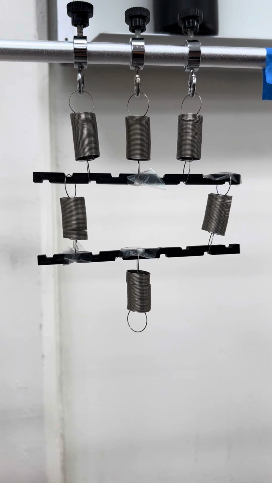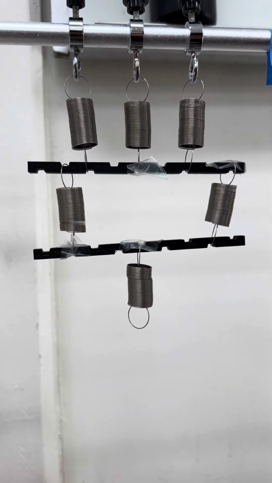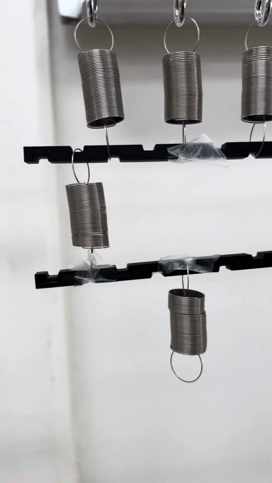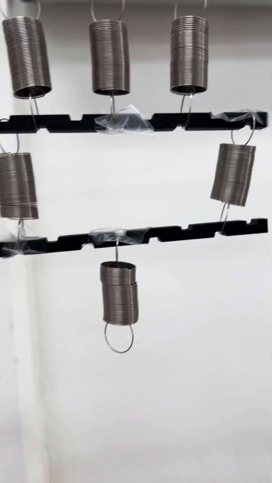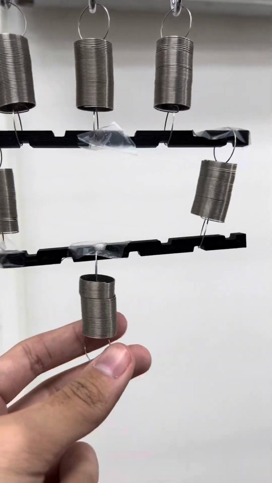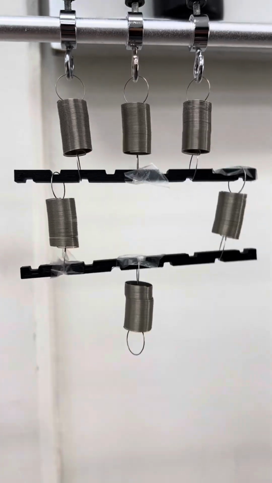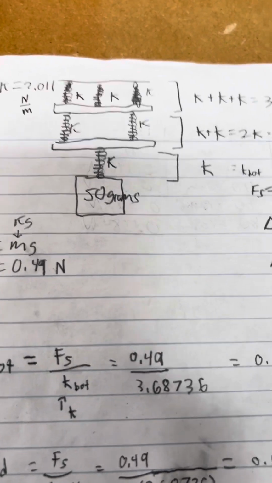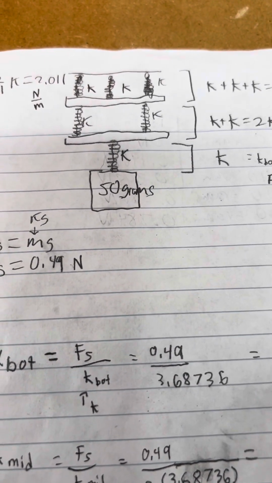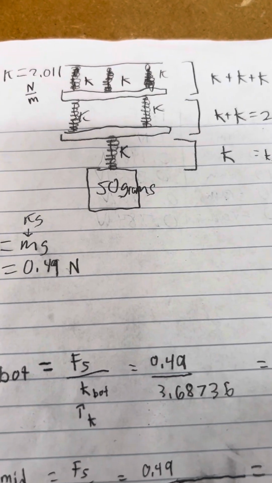Okay, so this is our spring system that we created. A little iffy with the tape, but that was to balance it because these bars aren't perfect. But if you hang a mass, it's still going to be relatively balanced out. So 6 springs. Okay, so we have the diagram on paper now, right? And we know that each spring has the same K constant.